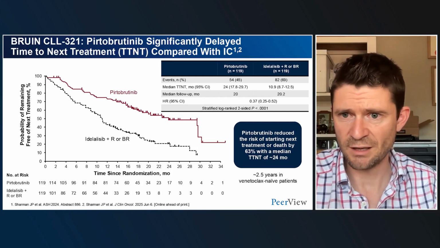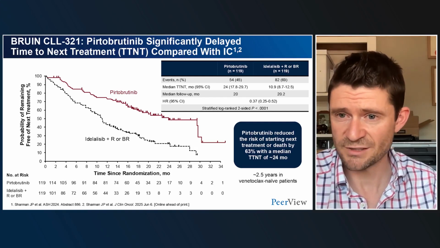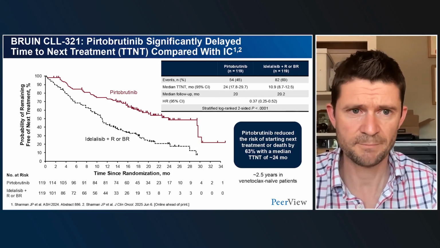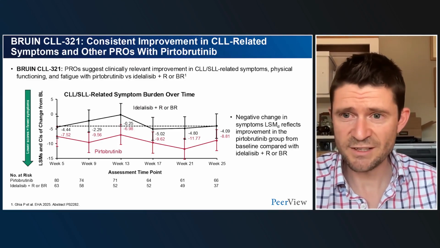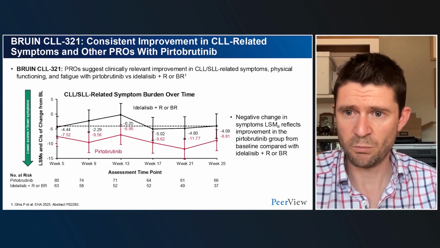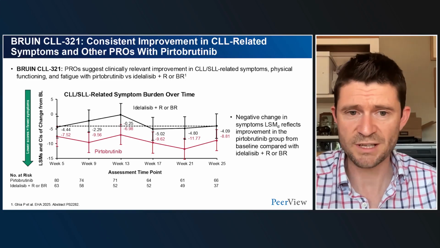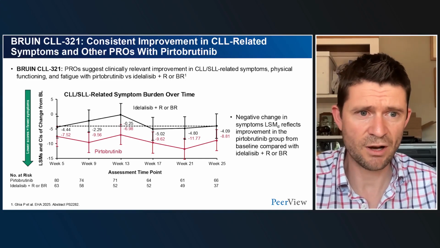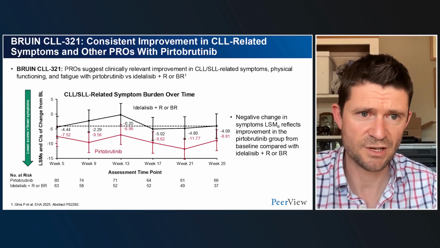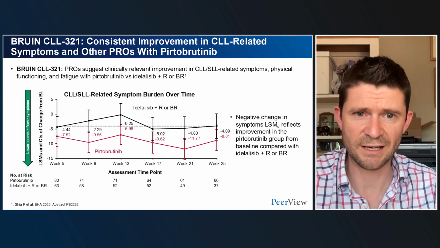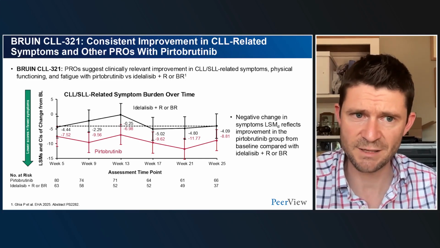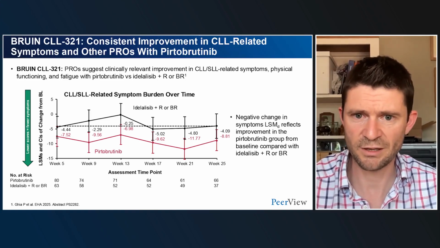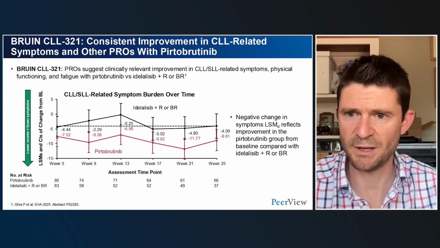And this is a clinically relevant outcome in the context of the patient group being studied here, who've had a median of 3 prior lines of therapy. Now, alongside this, when disease control is better and you have a well-tolerated agent, quality of life also generally improves. And here is a summary of the patient-reported outcomes, suggesting a clinically relevant improvement in CLL-related symptoms, physical function, and fatigue with pirtobrutinib compared with the control arm across the first 6 months of therapy.